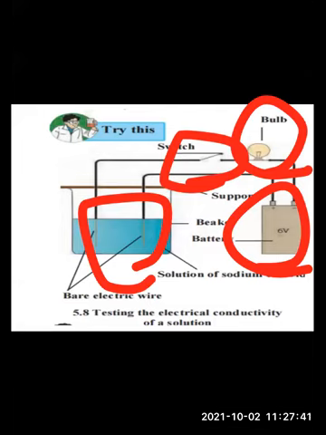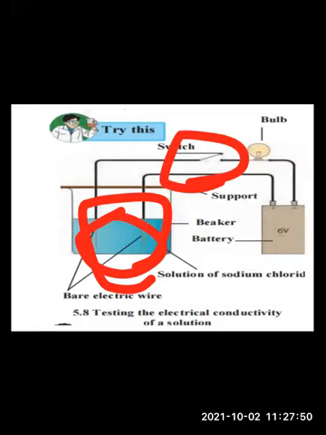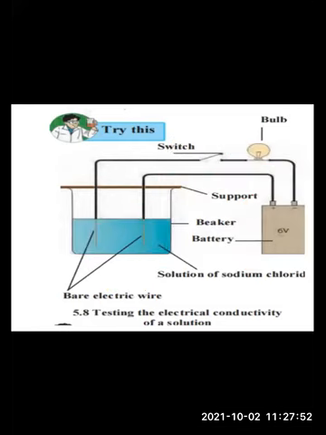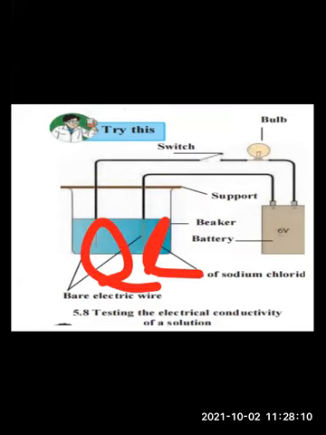So you have to remove the insulating cladding. You can see over here the insulating cladding is removed. In this way, you have to take bare electric wire. What are we taking here? Bare electric wire, so there are no insulators on the top of these wires. That's why we can call them bare wires.